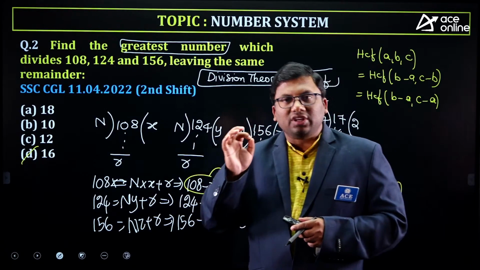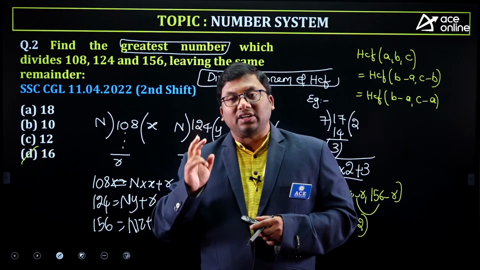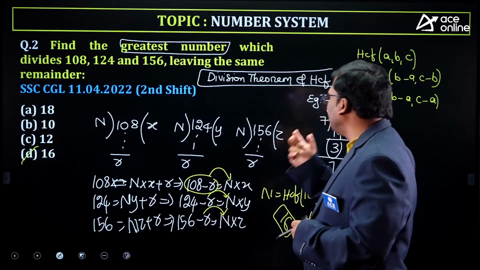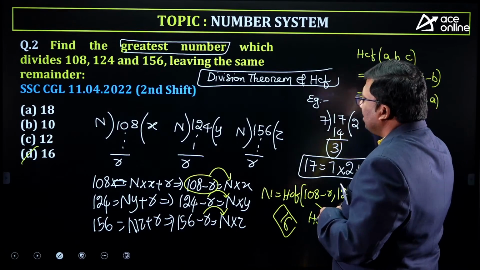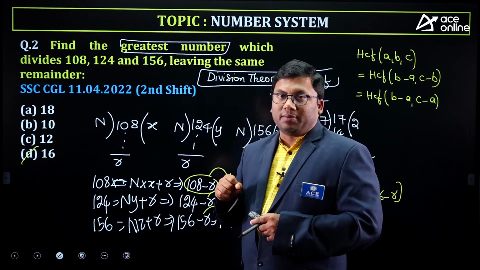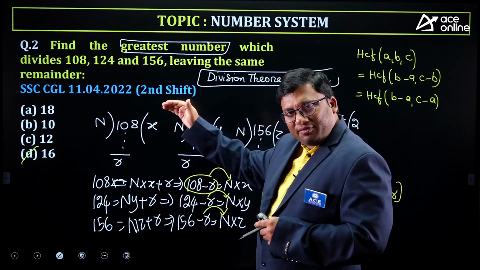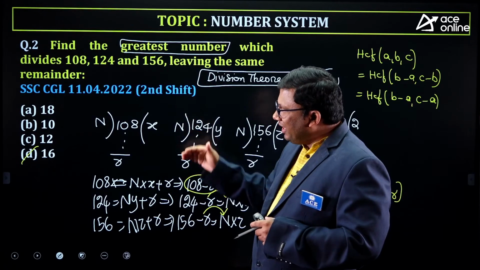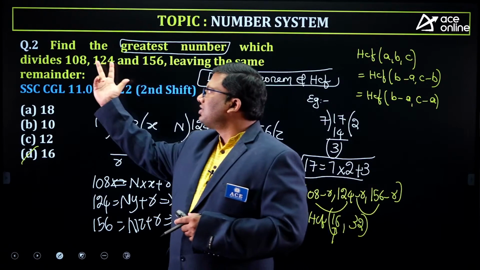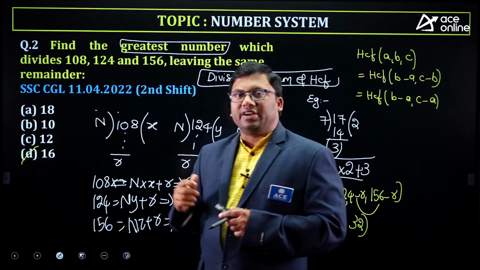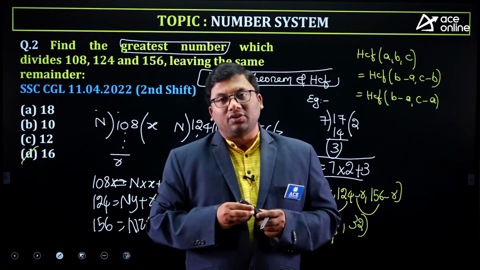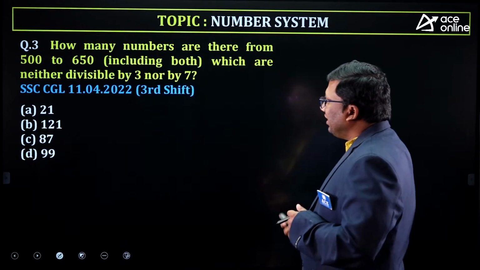For the HCF of any three numbers, the answer will be a factor of the difference of any two numbers, the difference of these two numbers. I hope the idea is clear. In the first problem, I explained in detail. Directly, the answer is these 16 and 32. HCF of 16, 32 is 16. I hope the idea is clear.